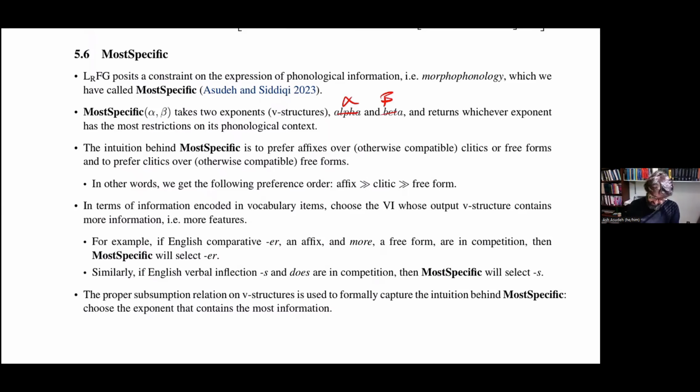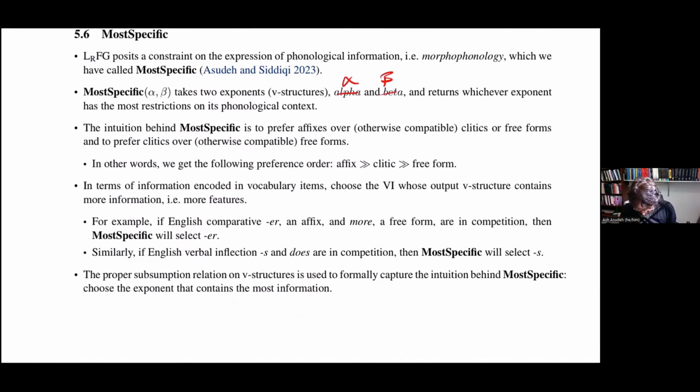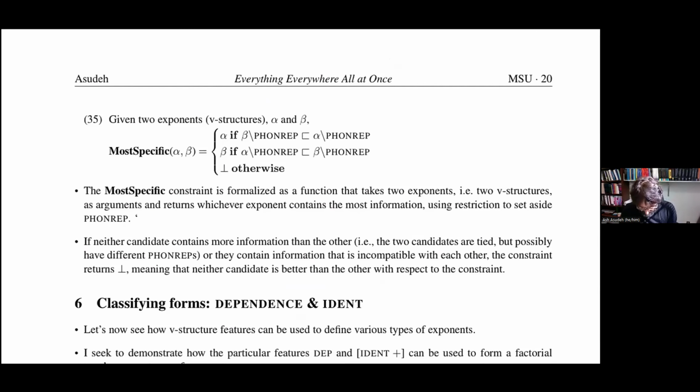Okay, so this is captured formally using the proper subsumption relation on V structures. So this is the formal definition. The most specific constraint is formalized as a function that takes two exponents, two V structures as arguments, and returns whichever exponent contains the most information using restriction to set aside fon rep.